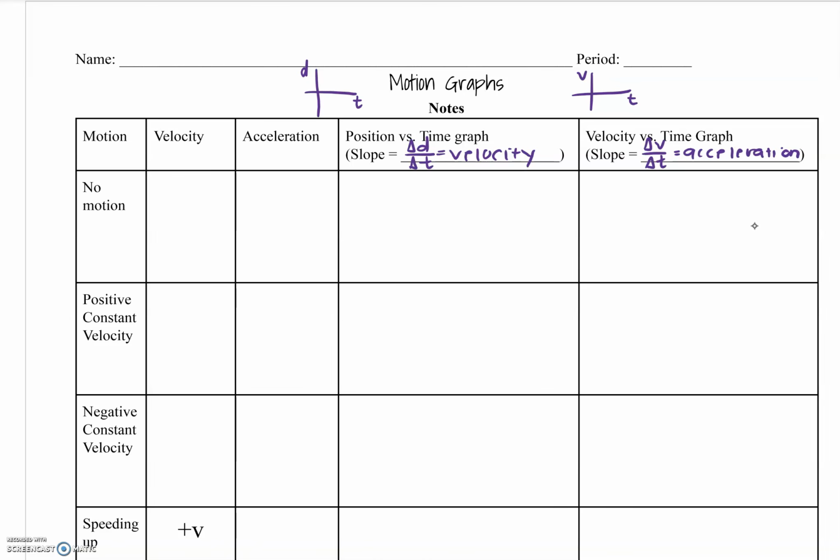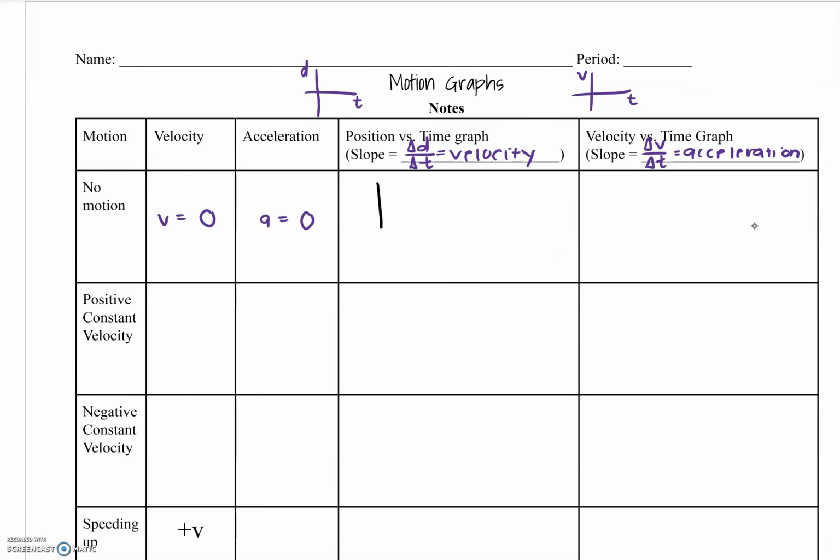So let's go ahead and get started and chat about what these graphs would look like for different types of scenarios. Let's start with the first one. So if there's no motion for an object, that means it's obviously not moving, and so its change in position would just be no change in position. In other words, your velocity is going to be 0, and if your velocity is not changing, then you have no acceleration as well.